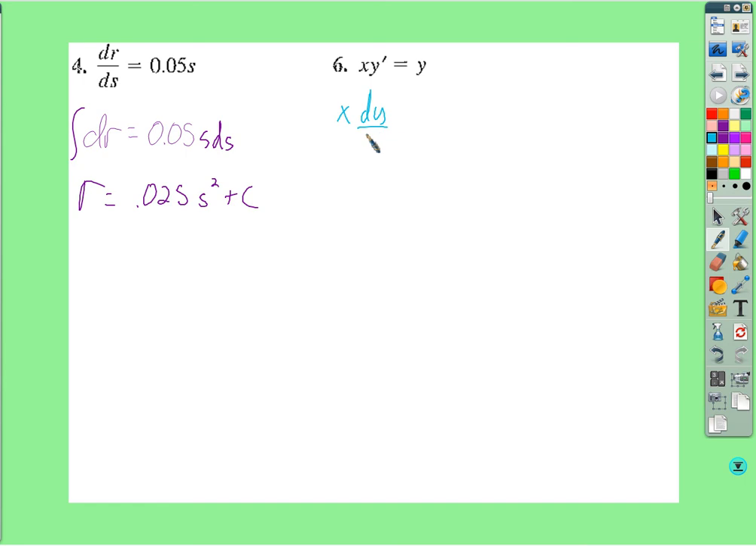It would be helpful to write this in Leibniz notation, where instead of y prime, we write dy/dx. One thing to note is we don't want dx or dy in the denominator, because we've never done that before. So multiply by dx on both sides, and you get x dy equals y dx.